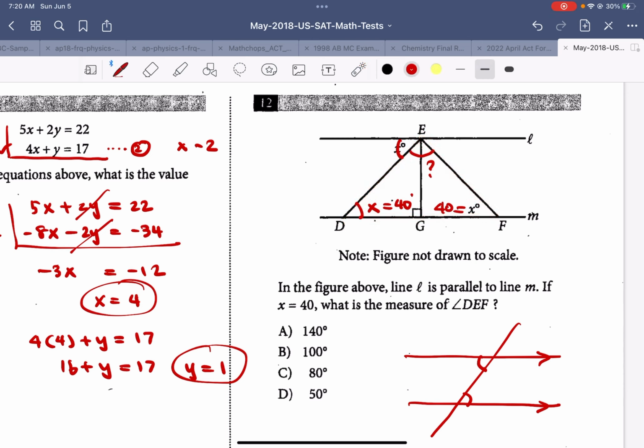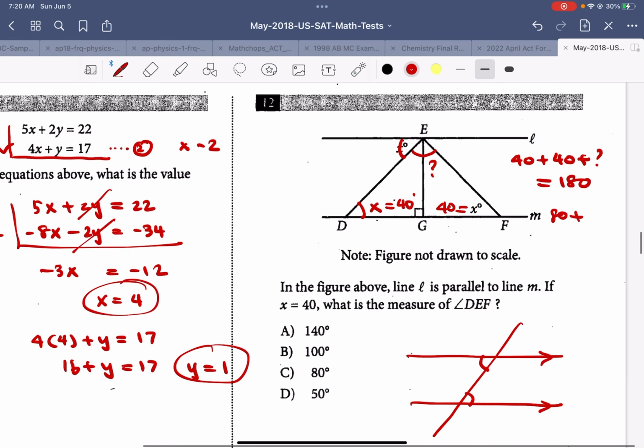So then you can say 40 plus 40 plus question mark equals 180. So 80 plus question mark equals 180. So the question mark should be 100 degrees. Answer is B. Okay.